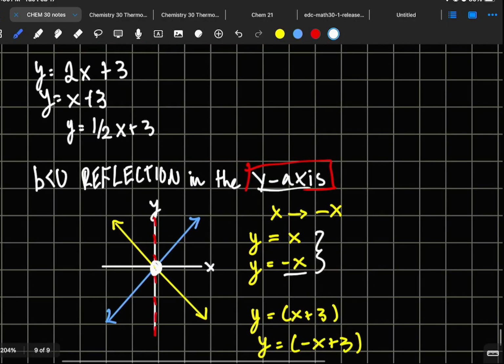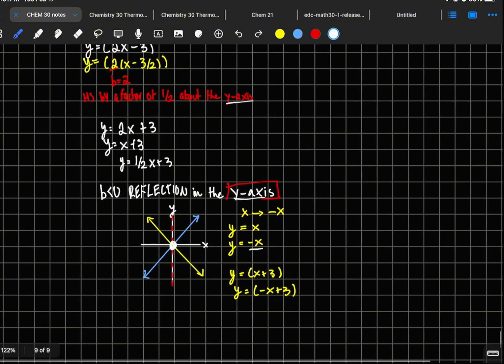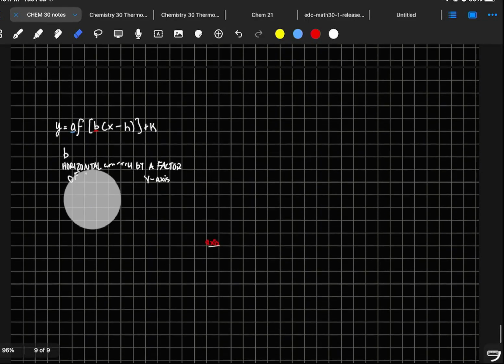All you have to do is just know that when b is negative, you have a reflection. And the way you describe it is going to be the same. You state your stretch and then your reflection. And that is what the parameter b represents.